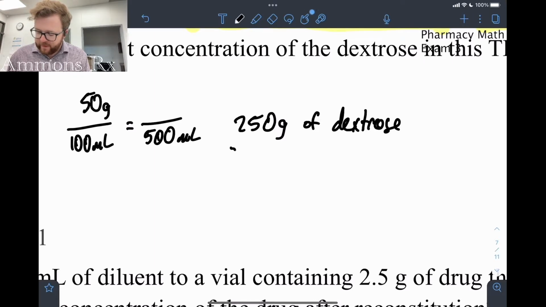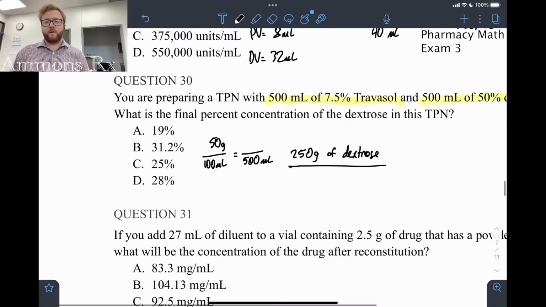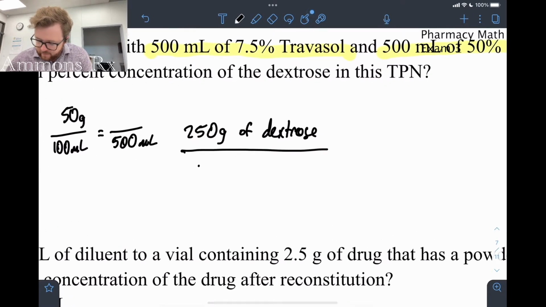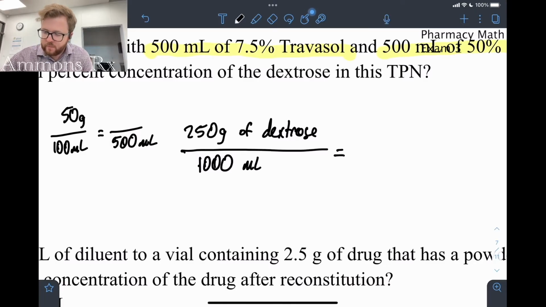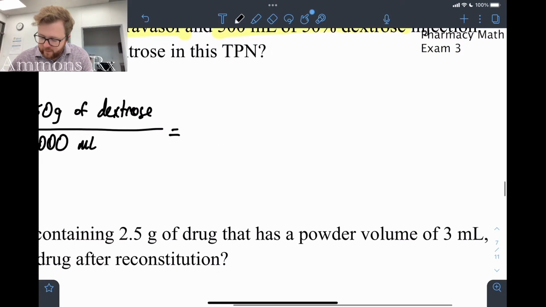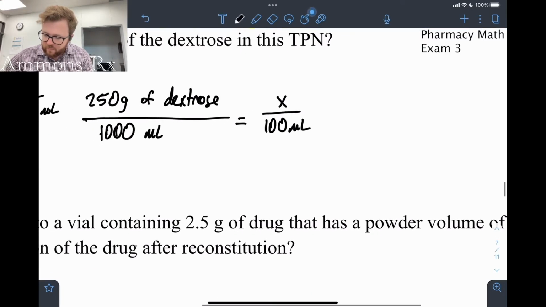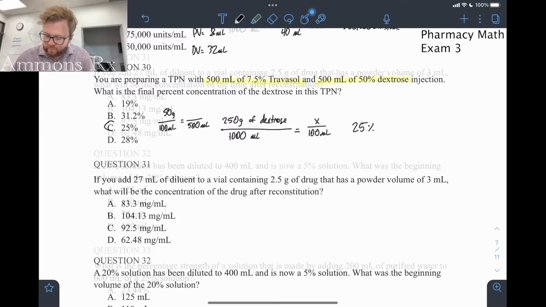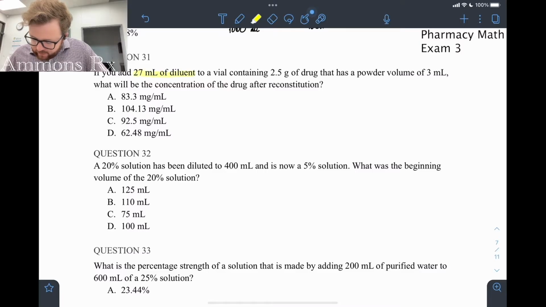So our 250 grams of dextrose is going to be in what volume? What components did we add to this TPN? We added our dextrose and our Travasol for a final volume of 1,000 mils. So our percent strength formula, X over 100 mils, 250 times 100 divided by 1,000. That's going to be a 25% dextrose.